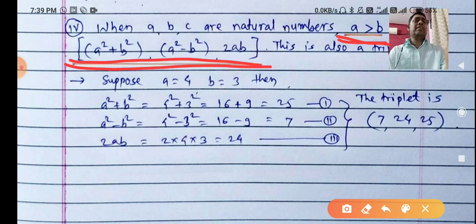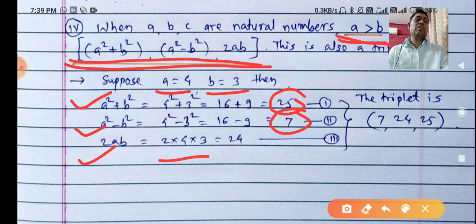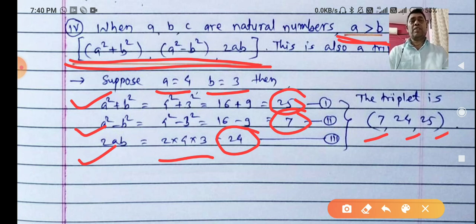Suppose I take here a is equal to 4 and b is equal to 3, then the first number is a square plus b square. So here a square plus b square, put this value, then we get 25. Then take a square minus b square, putting these values, then we get the number 7. And last one, twice ab. So put this value, we get 24. Means our triplet is 7, 24 and 25.